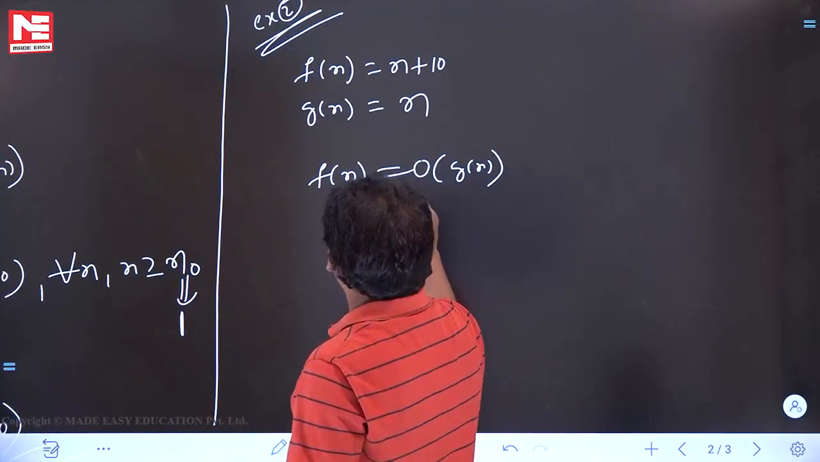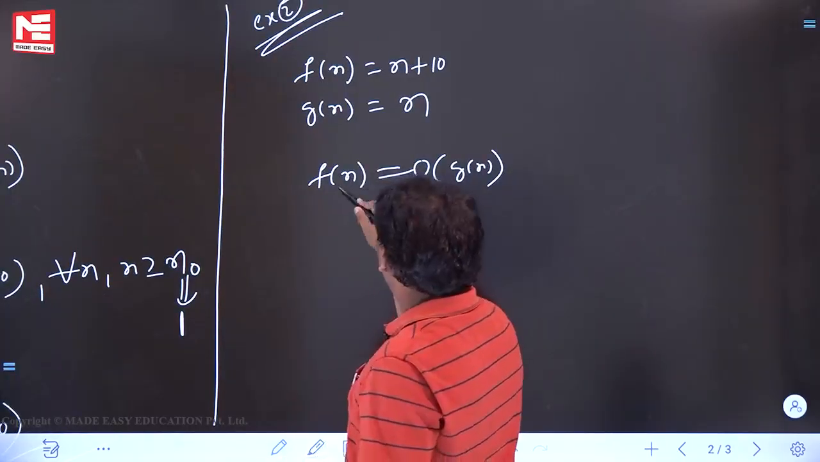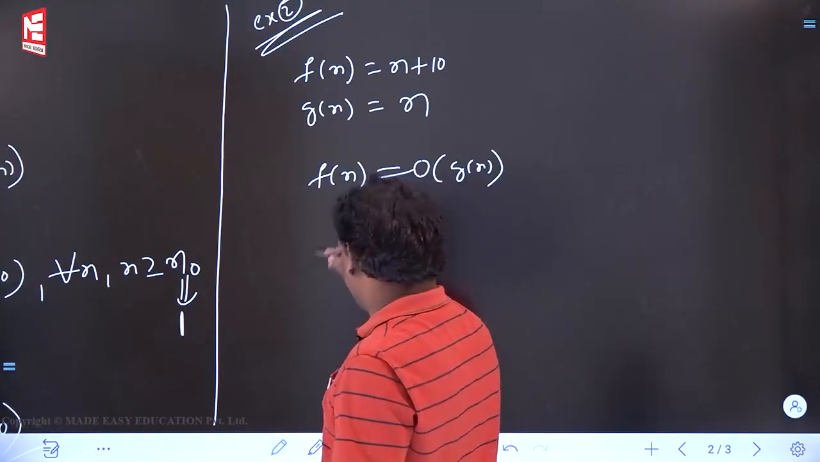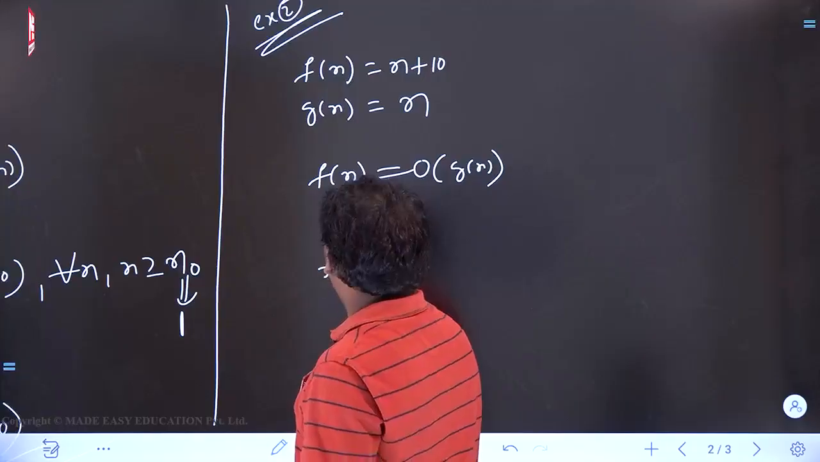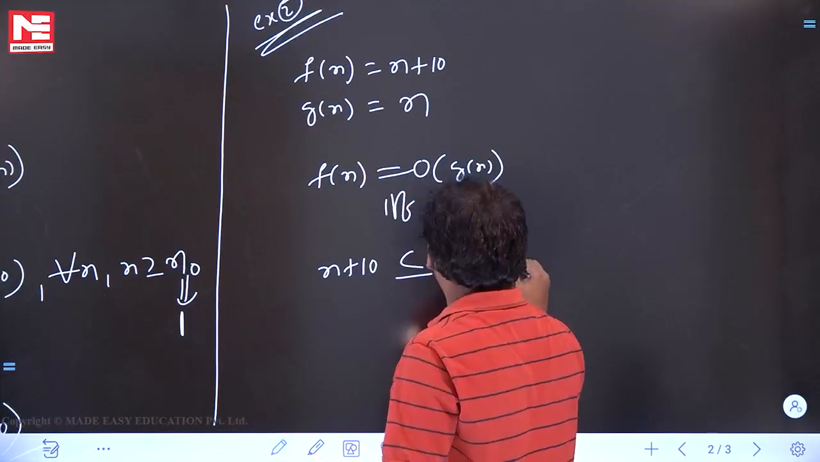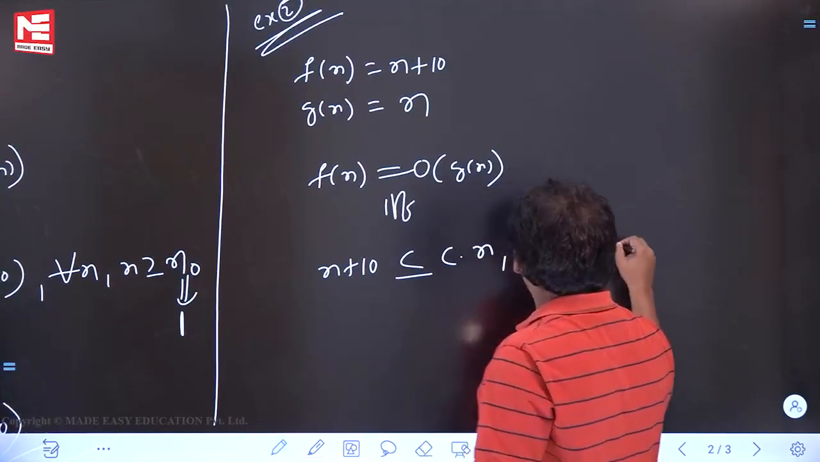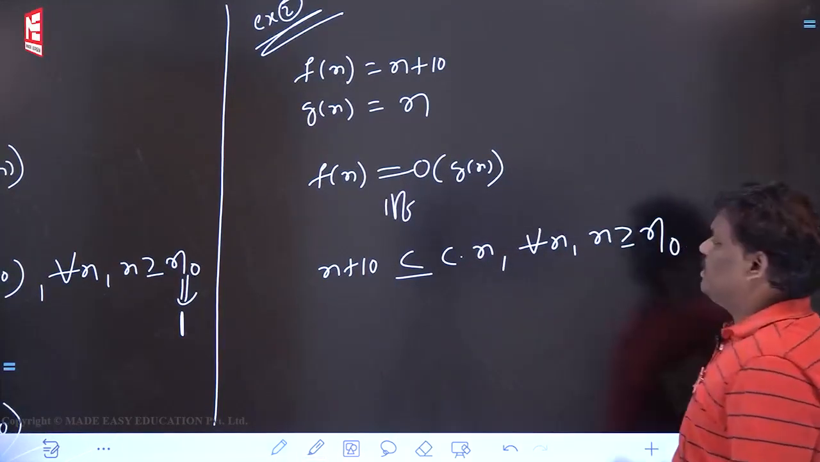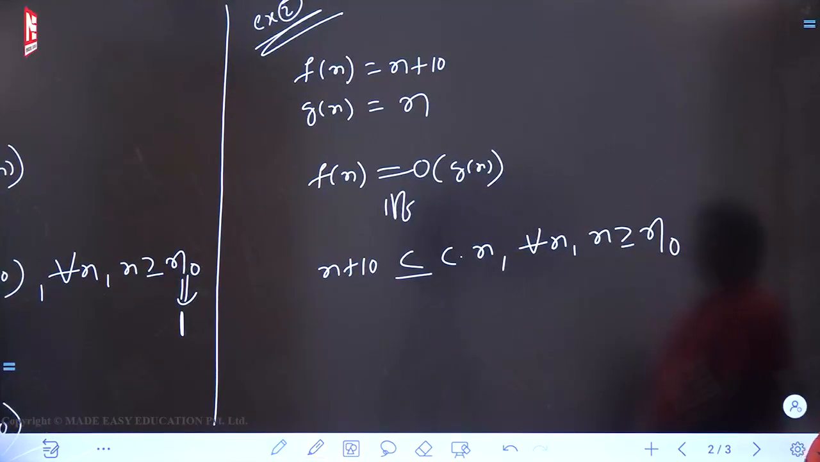If you want to prove it, if and only if, what is the condition? You have to satisfy this condition. What is the condition? f of n, n plus 10, is less than or equal to some c into g of n, n, for all n where n is greater than or equal to n0. I have to prove it.